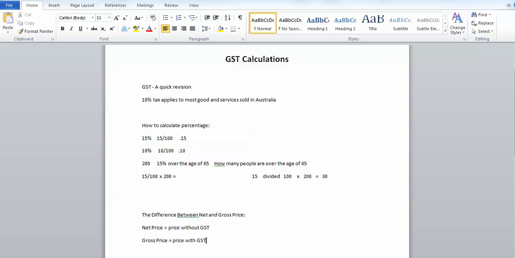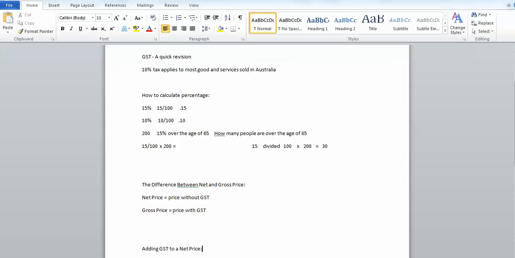For instance, let's say you were buying yourself a nice new pen. The net price of the pen might be $10, but the shop selling that to you then has to add 10% GST onto that. So it has to add 10% of $10, and if you do the sum, that's another $1. So it adds the $1 onto that net price to give you the sale price or the gross price of $11. So the net price, that's the price without GST. The gross price, that's the price that includes GST.